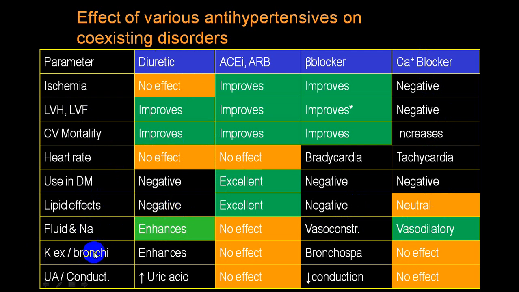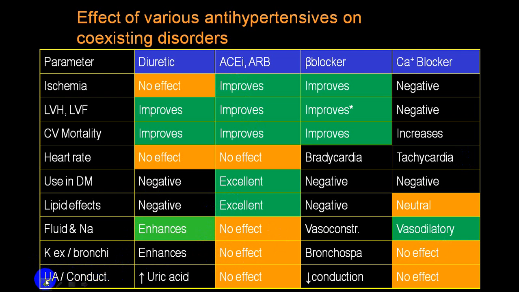What we call potassium excess, hyperkalemia: certain diuretics, particularly potassium sparing diuretics, should not be utilized, and beta blocker will produce bronchospasm, so it should not be utilized in a person with COPD and bronchial asthma, while calcium channel blocker is neutral, so you can utilize that. Now ACE inhibitor will produce cough, so it should not be utilized in a person who gets a cough.